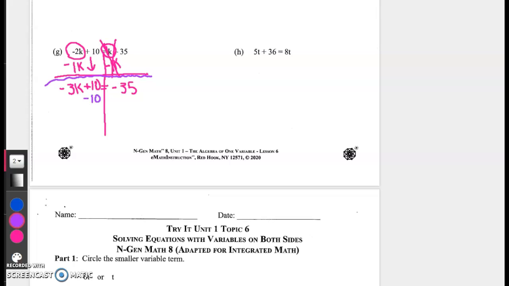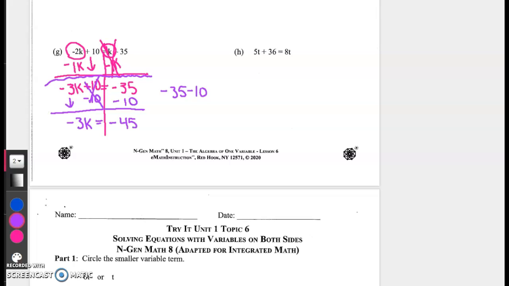Go to the other side. I can put it right under this, because these are like terms. I'm going to subtract 10 over here also. This cancels out. My negative 3k is going to drop down because that's all that's left over here. My equal side comes down. Negative 35 minus 10. It's going to go in my calculator just like this. I'm not going to add any more minuses in there. That's going to give me a negative 45.